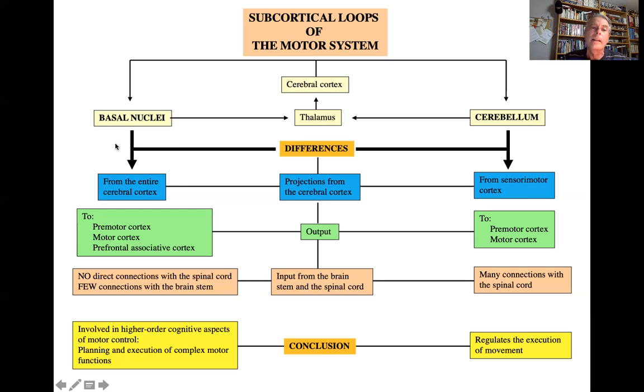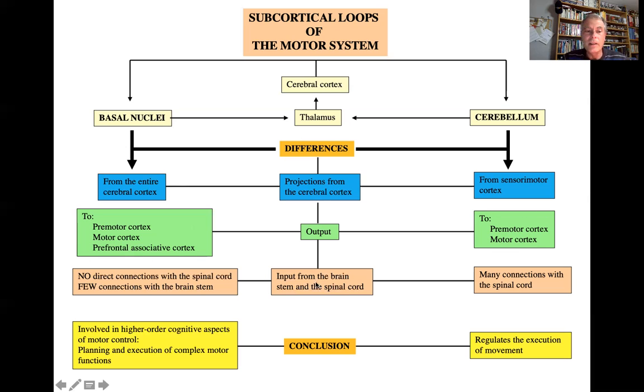The output. Basal nuclei project to premotor cortex, motor cortex, cortex that is involved in motor functions, and prefrontal associative cortex. This is formed by the cingulate, by the olfactory gyrus and by the proarian gyrus. This is what is also known as the intelligence cortex, or the more cognitive and associative cortex, right? The cortex that in primates is very big, right? In the case of the cerebellum, the output goes to premotor cortex and motor cortex, just motor activity, not prefrontal cortex.